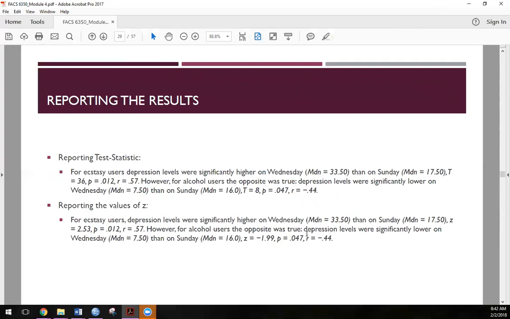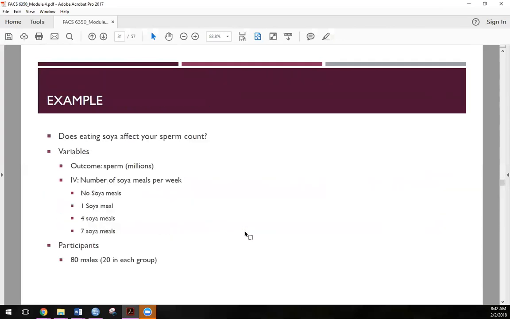And so with your ecstasy users, you're looking at the depression level on Wednesday versus on Sunday. And so that's why you are able to use the same data, but do a completely different test, because before you were looking at an ecstasy user versus an alcohol user. Now you're just looking at ecstasy over time or alcohol over time. And he's going through these very, very clearly in SPSS.